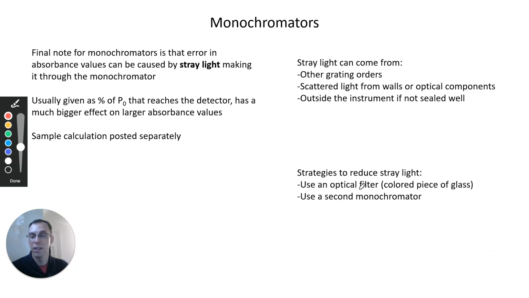Another strategy, if you really need very low stray light, if you're doing lots of very high absorbance measurements, is to have a second monochromator. The first one will select, and you might get a little bit through, but if you use a second monochromator with slightly different diffraction grating and whatnot, it won't make it through that one. This is more expensive. Filters are pretty cheap, it's essentially just a colored piece of glass. A second monochromator involves a whole other monochromator setup, and so that's a more expensive way to get around this problem.